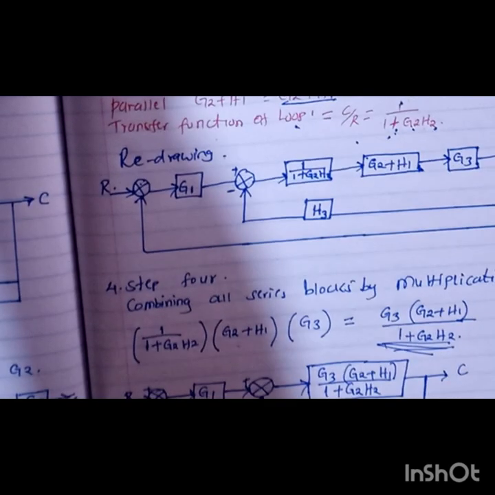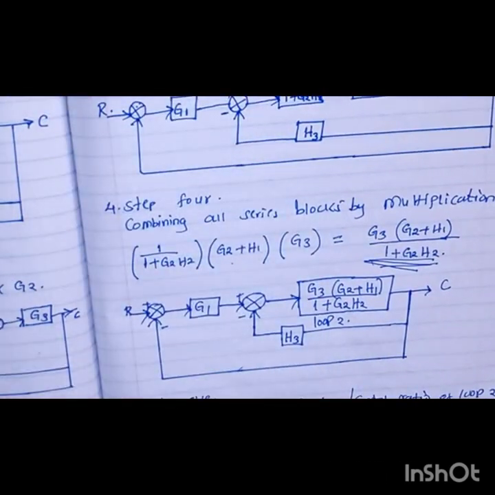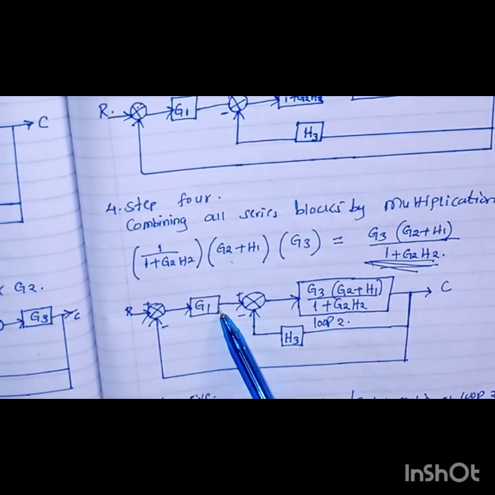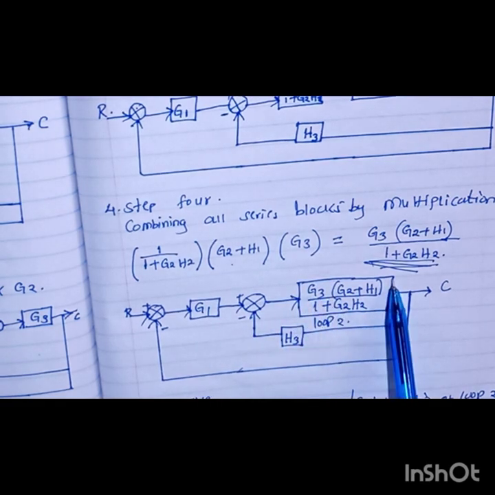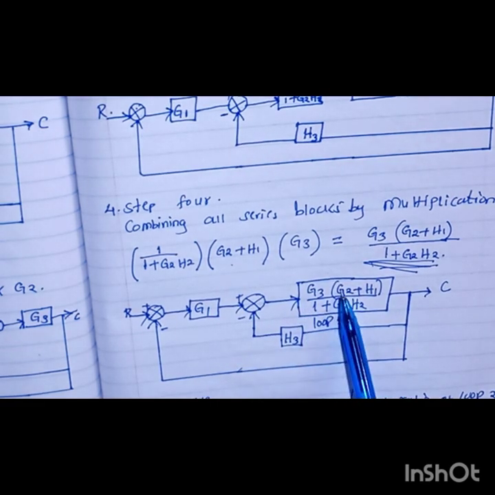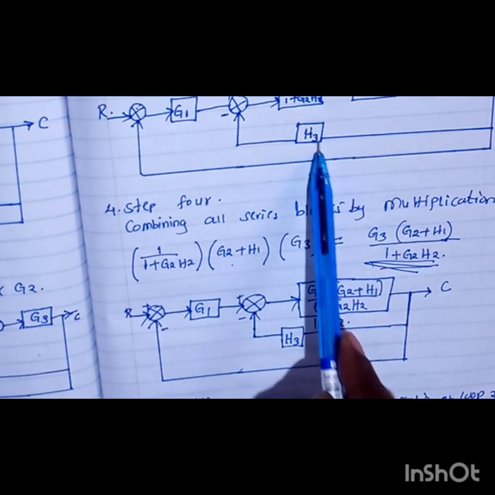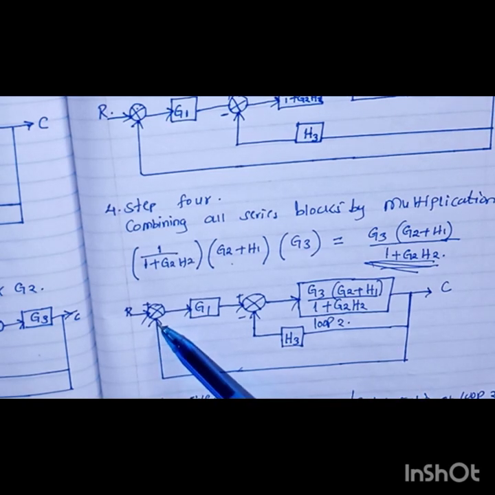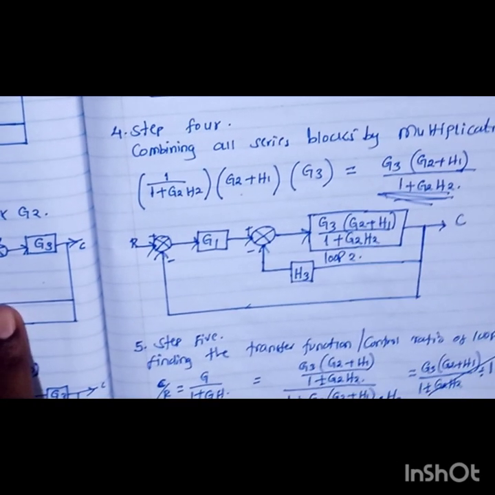So if I plot the diagram, this is my input, I have this block. Now you can see I still have my summing point here. And then the three blocks, I represent them in one block like this. I have my output, I still have this H3 here, then my complete feedback. That's what we have. And then from there, we need to look at the next step.